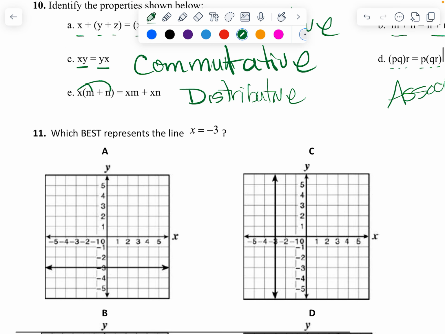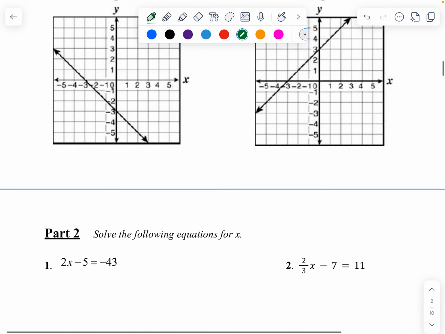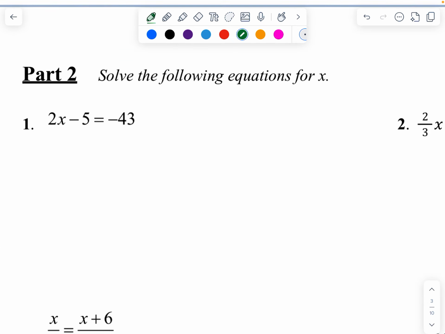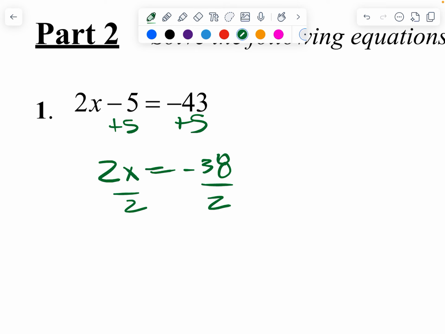Okay. When x equals a number, that means it's a, no, it does not. It means it is a vertical line. So this is not it. At negative 3, so that one is it. Solve for x. So I add 5. I get 2x equals negative 38. Divide by 2. Get x equals negative 19.